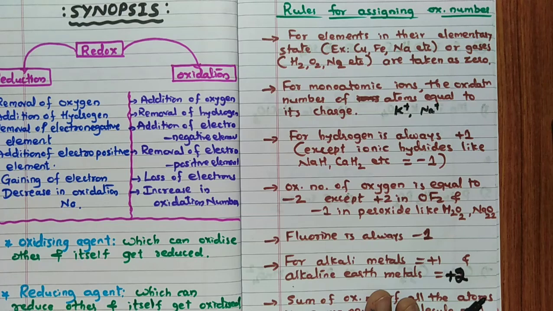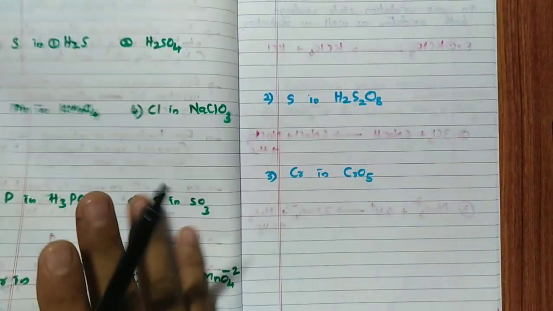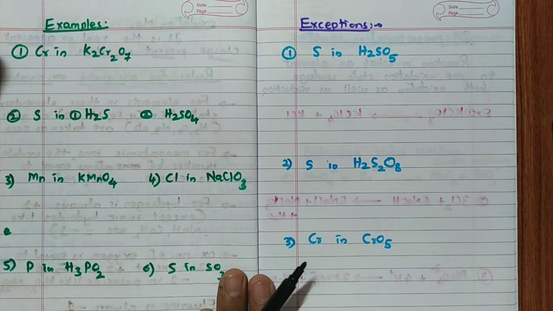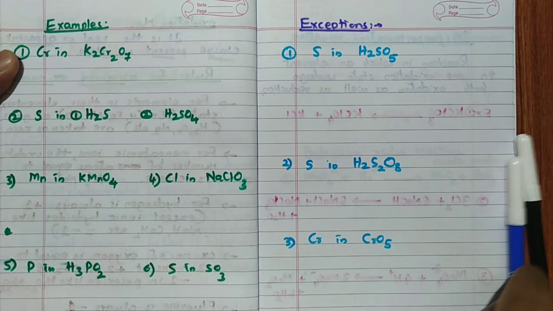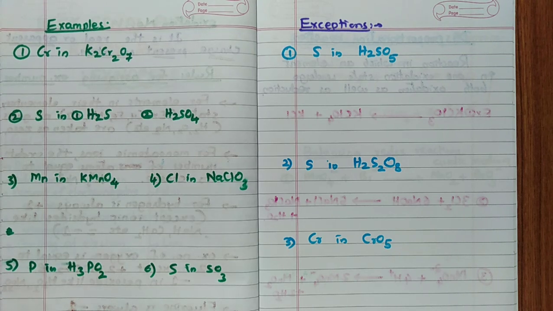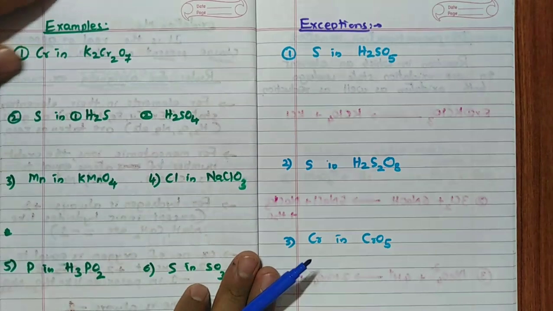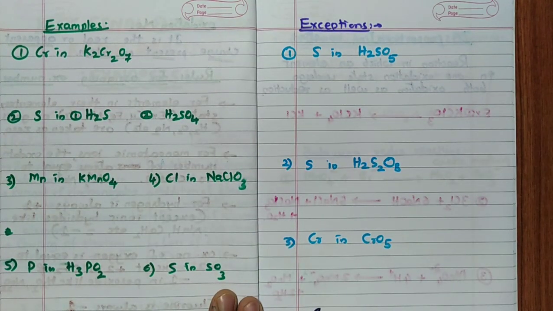If you have not understood, pause the video and see this. Then we will see some examples. If you have not understood how to calculate, I am explaining this, so be careful. Here also, you can pause the video and calculate the oxidation state of the element present on this page. Then you can see this.